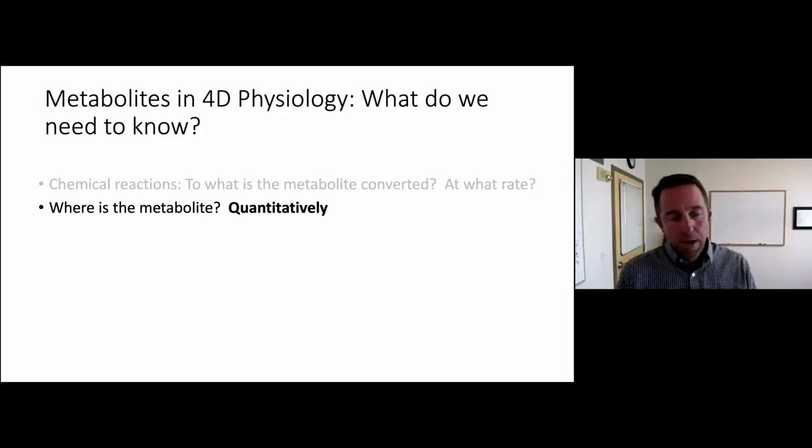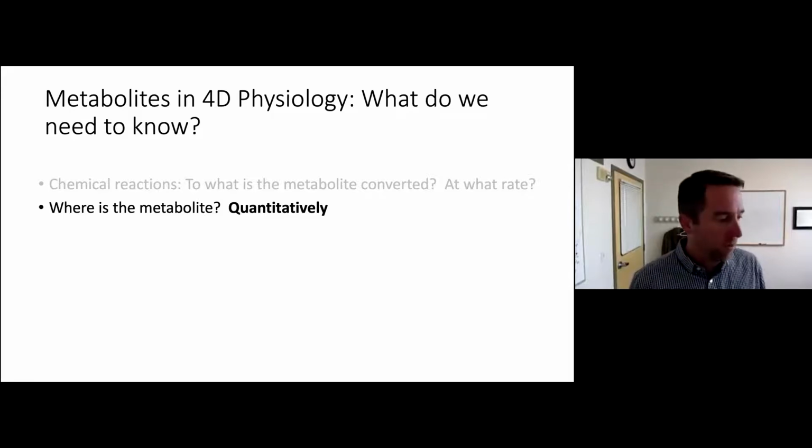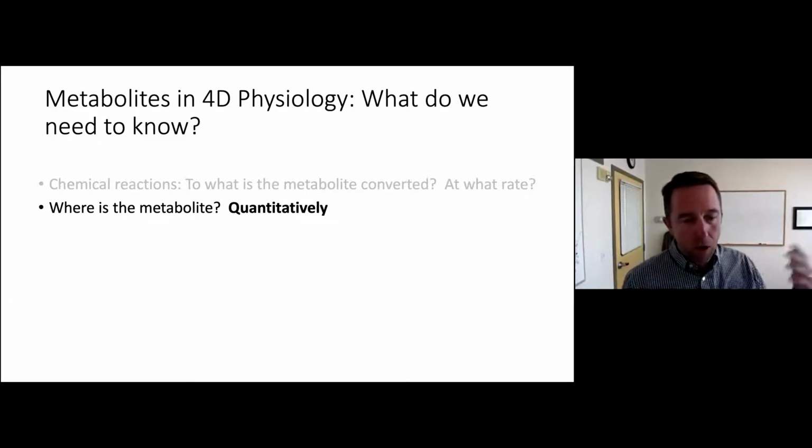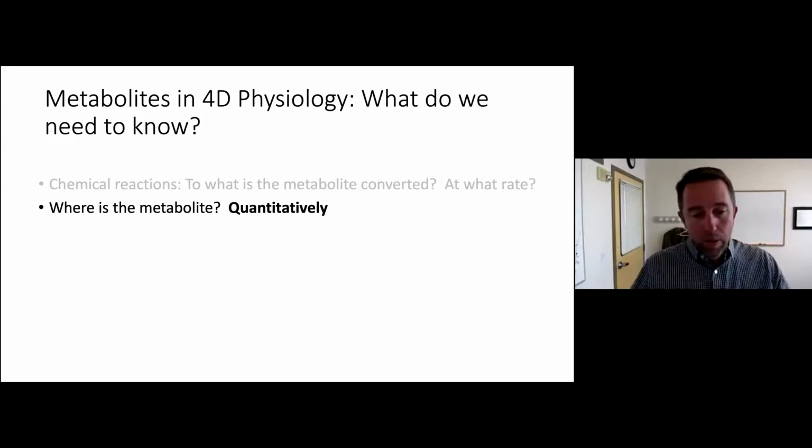Second question, where is the metabolite? And this is asked in a qualitative way, but I think this is really a quantitative question. Basically, the question is, what is the abundance of a given metabolite at each place in the context of an organism over time? And I realize how absurdly complicated that question is. And we're a long way away from being able to answer that question. But I think, in my view at least, that's where we need to go.